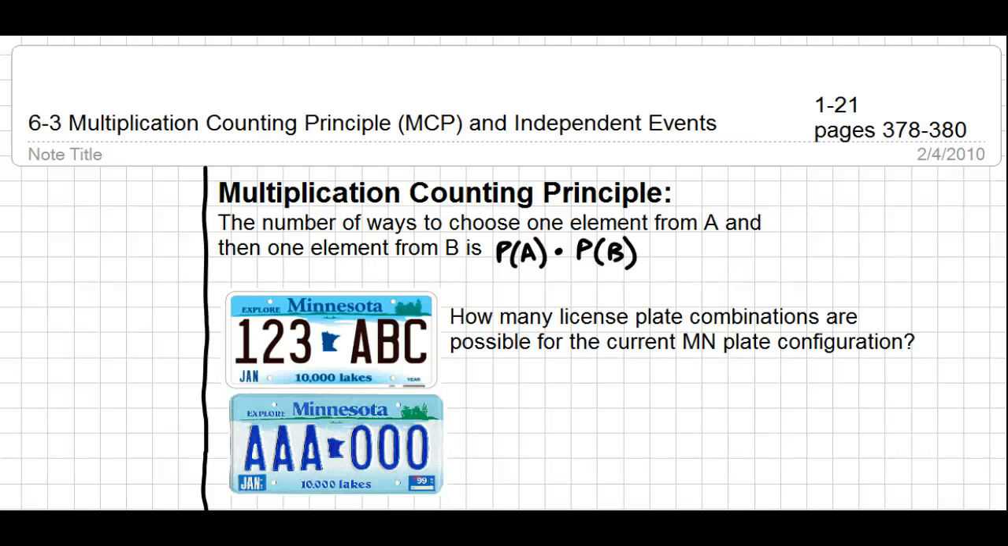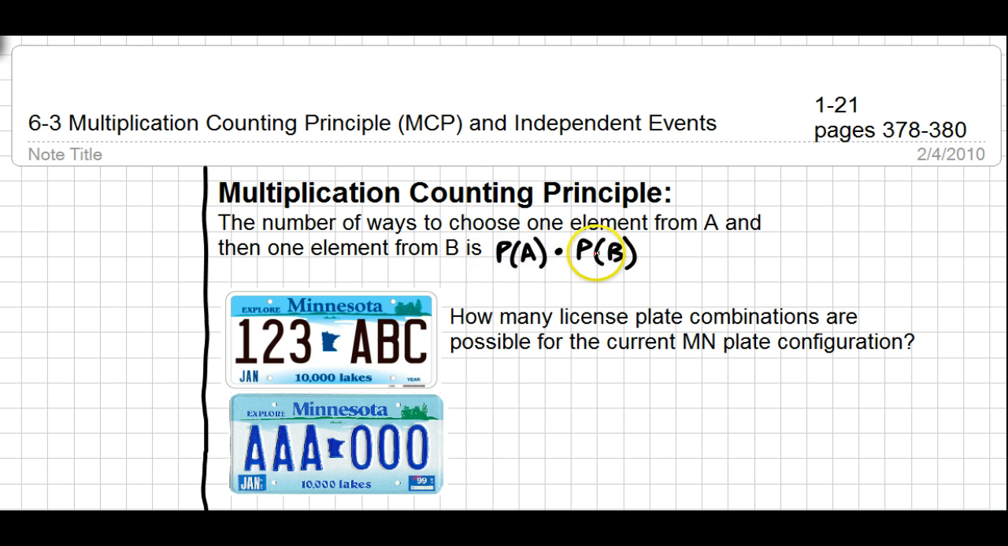This lesson is for FST, Lesson 6.3 on the Multiplication Counting Principle, or MCP, and Independent Events. We're going to start with the Multiplication Counting Principle, which states that the number of ways to choose one element from set A and one element from set B is to simply multiply the elements together.